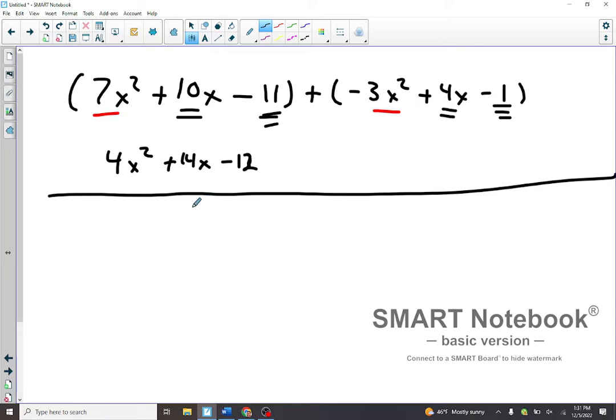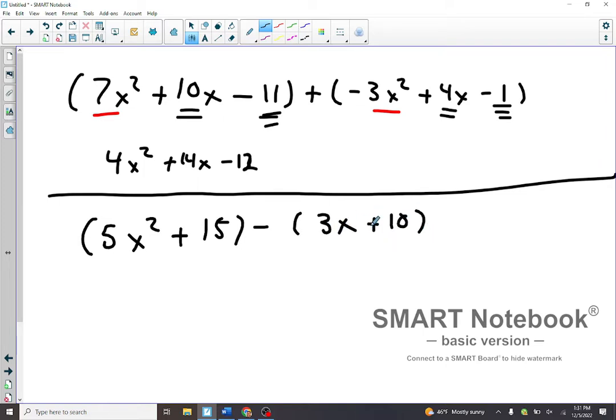There's a second one. So next one: 5x squared plus 15 minus 3x plus 10. In this one, what we're going to do, first one is 5x squared. There's nothing else that matches with it. So it stays 5x squared.